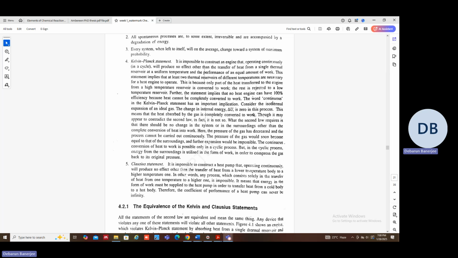The word continuous in the Kelvin-Planck statement has an important implication. This is the isothermal expansion of an ideal gas. The change in internal energy delta U is zero in this process.